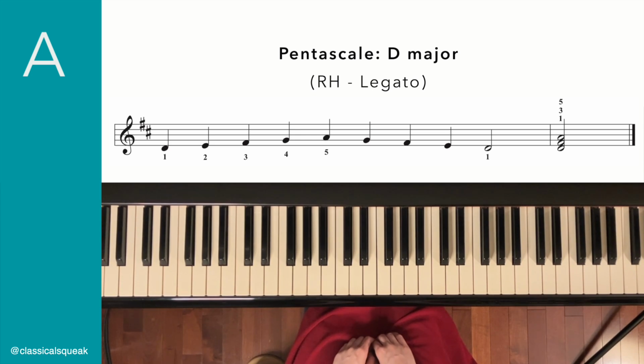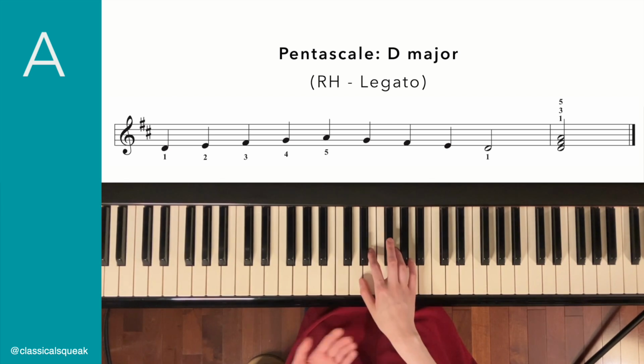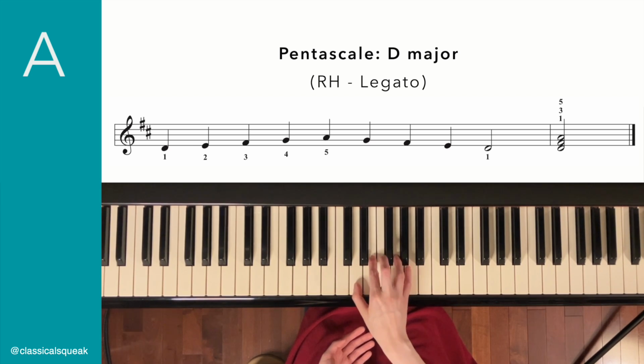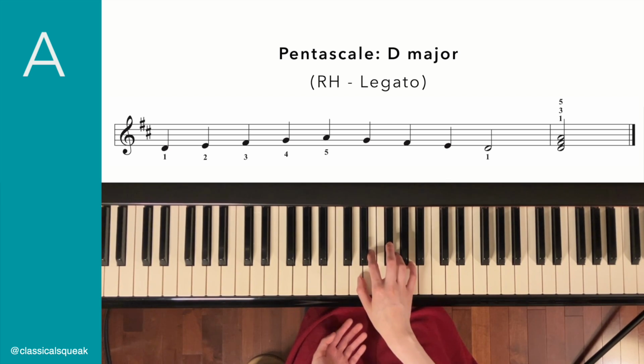Finally, we have D major. Now this time we have 2 sharps in the key signature, F sharp and C sharp. Now, F sharp is a part of the first 5 notes of our scale, because we have D, E, F sharp, G, and A, so we have a black key here. So, same fingers as always, 1, 2, 3, 4, 5.